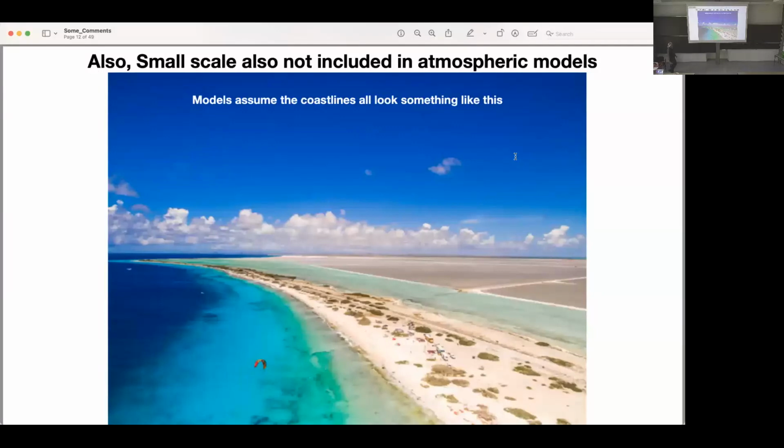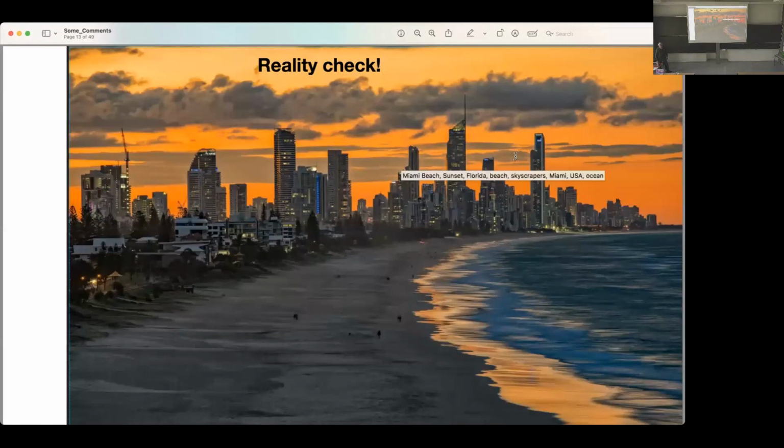Now also, in atmospheric models, this is what they assume the coastline looks like, right? Now, if you go down to my neck of the woods, what does the coastline look like? It looks like this, 50-story buildings. I do a lot of fishing out there. It's one of the reasons I left Harvard, went down to Florida, and I stayed. The fishing is good, the weather's good. The wind blows through these buildings.